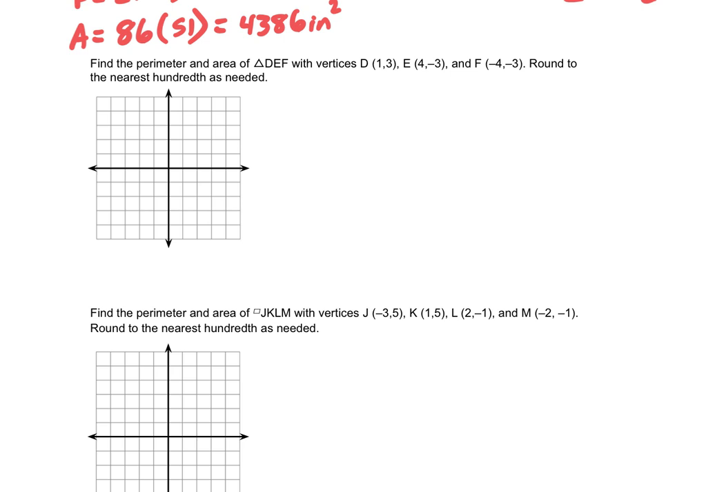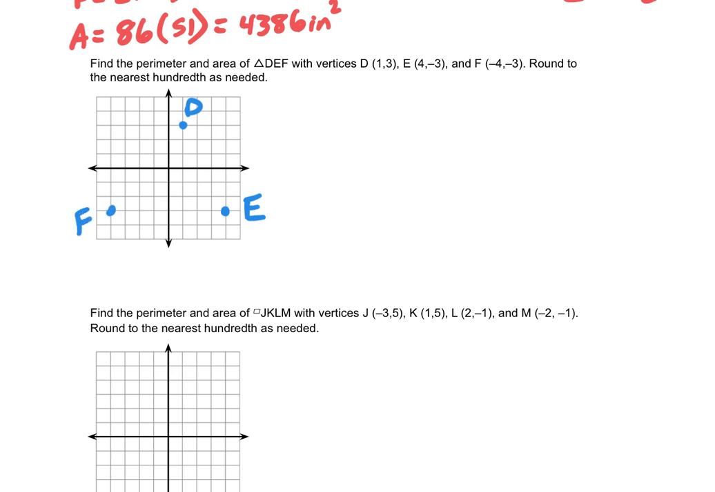So we're going to go over 1, up 3. We're going to label that D. We're going to go right 4, down 3. We're going to label that E. And then F, left 4, down 3.